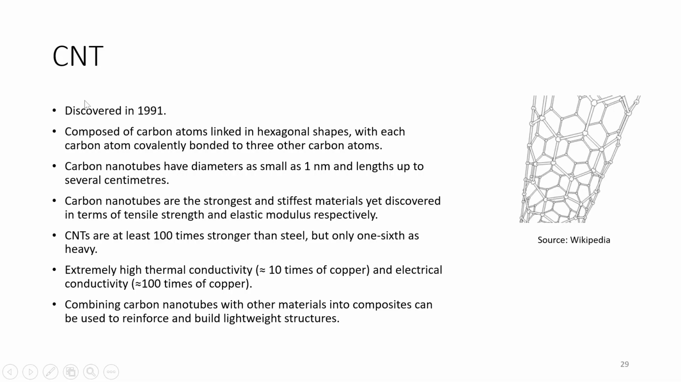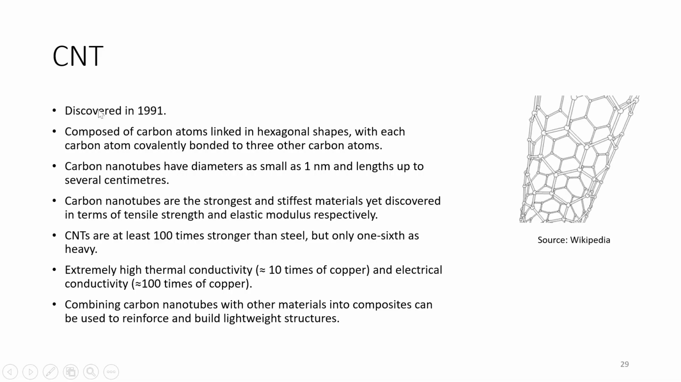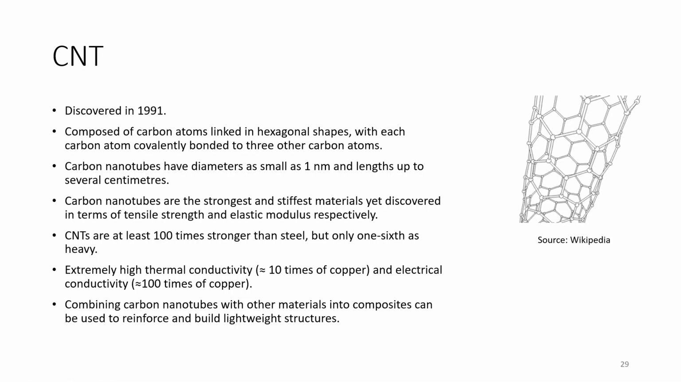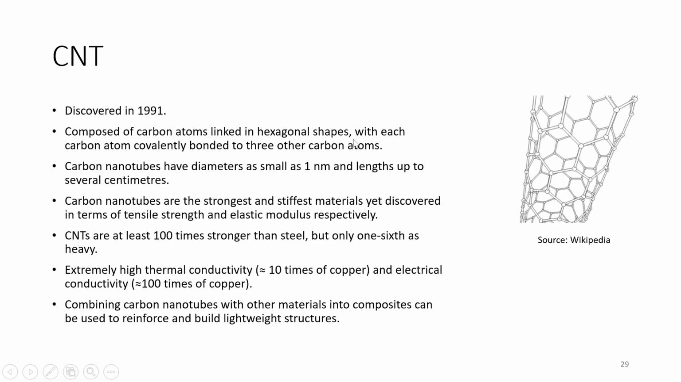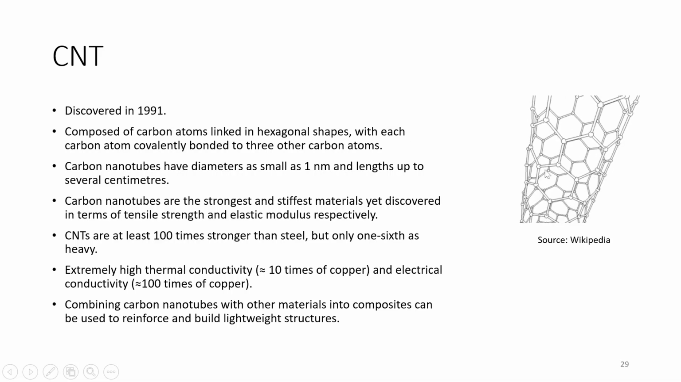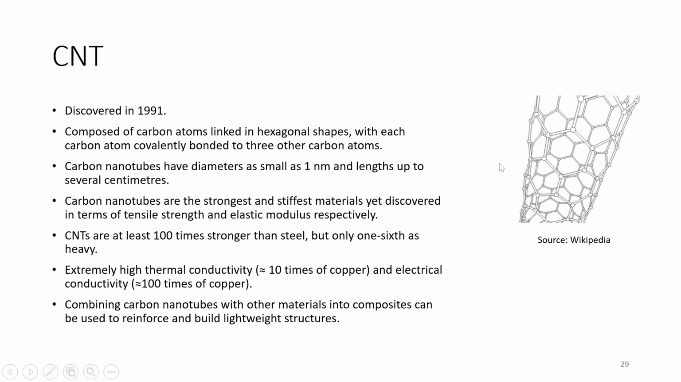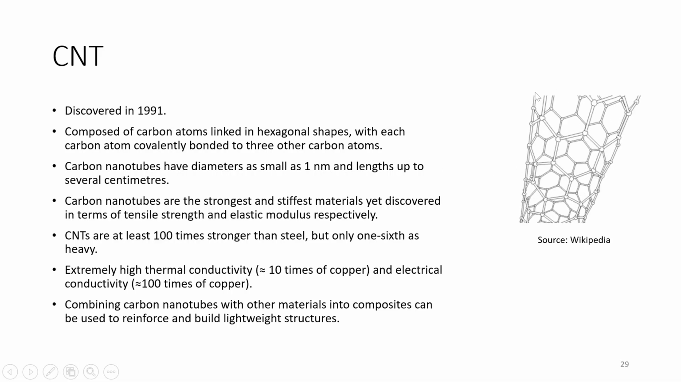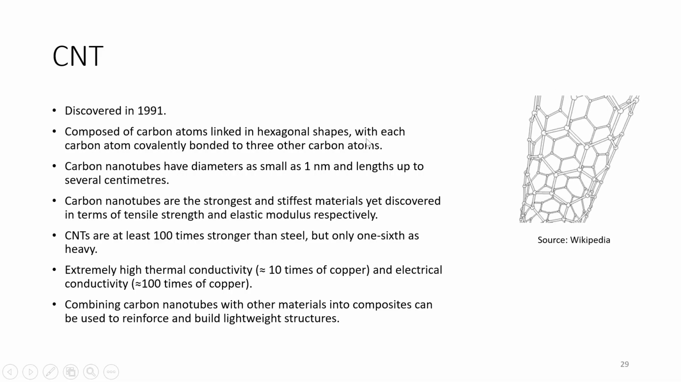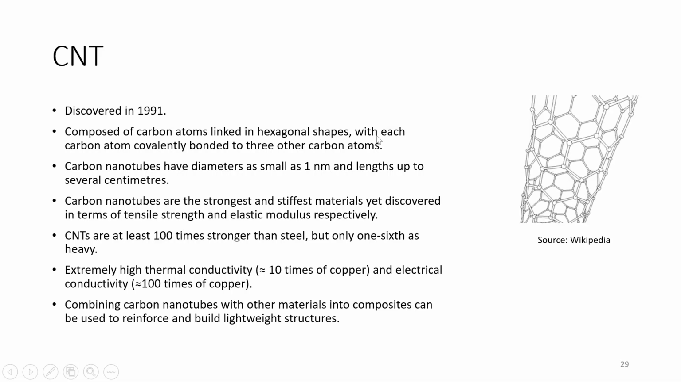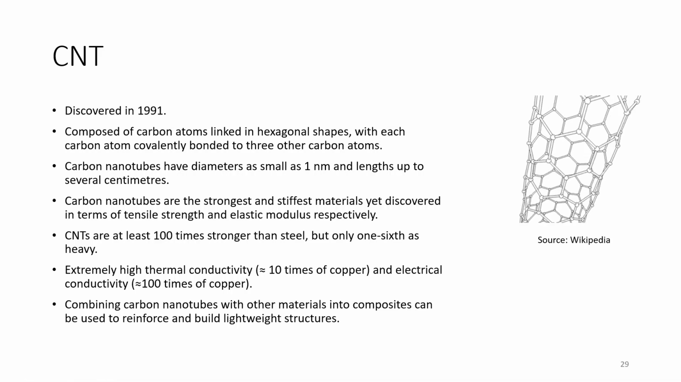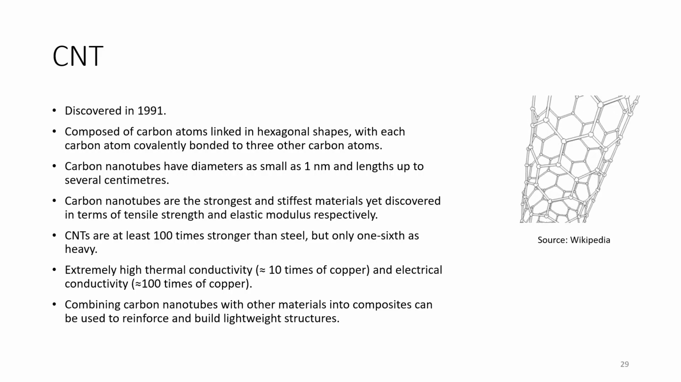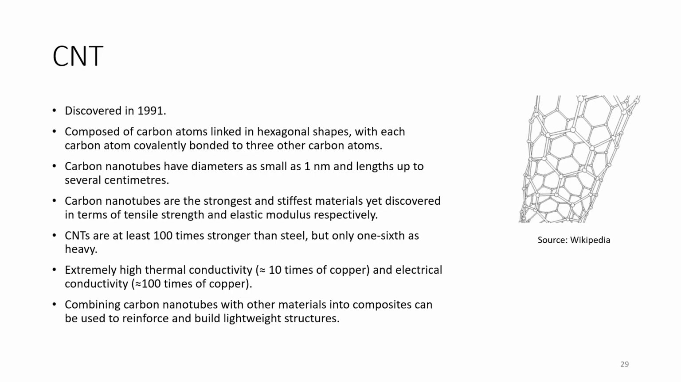Next material is CNT, carbon nanotube. It was discovered in 1991 and it is composed of carbon atoms linked in hexagonal shapes. So here, as it is seen, in case of graphite, if one of the layers is folded on its own, then it will form this carbon nanotube type of structure. Each carbon atom is covalently bonded to 3 other carbon atoms, and carbon nanotubes have diameters as small as 1 nanometer and lengths up to several centimeters.